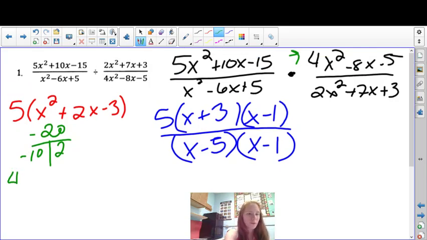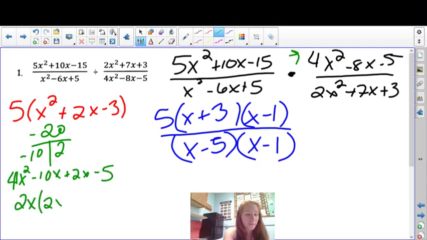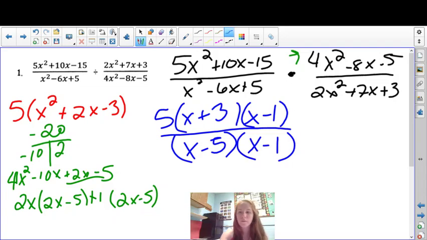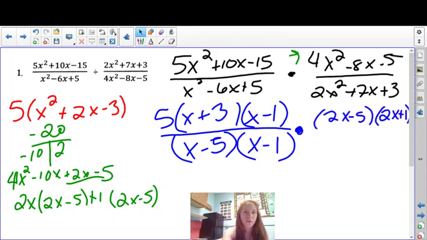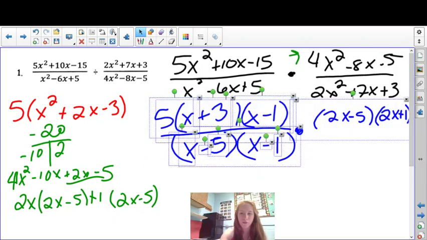So I have 4x squared minus 10x plus 2x minus 5. I could take a 2x out of both, and I'm left with 2x minus 5. Leave a little space, 2x minus 5. I see it repeats, so just plus 1. So I get 2x minus 5 and 2x plus 1. Oof, getting real close to the edge there. I think we're going to scooch it all over just a smidge.